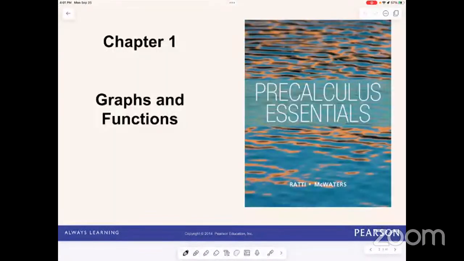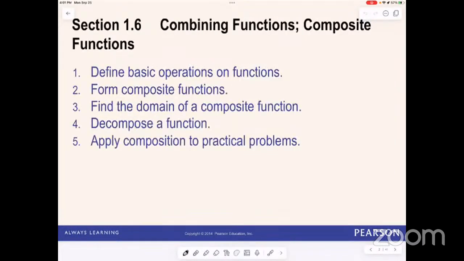So for chapter 1 on graphs and functions, we're going to be looking at section 1.6, combining functions and composite functions. A few objectives. 1, define basic operations on functions. 2, form composite functions. 3, find the domain of a composite function. 4, decompose a function. And 5, apply composition to practical problems.